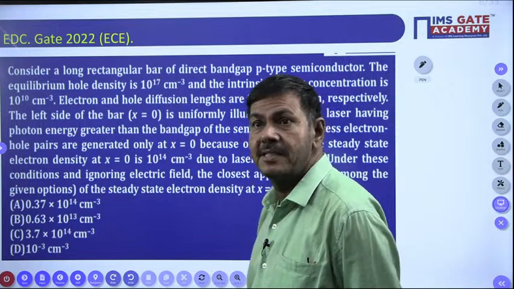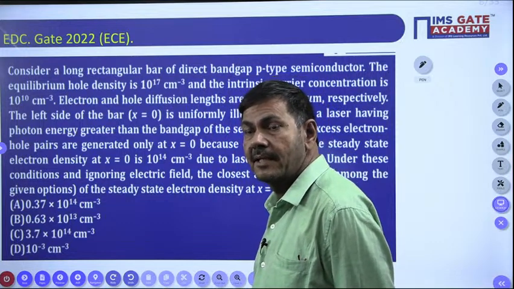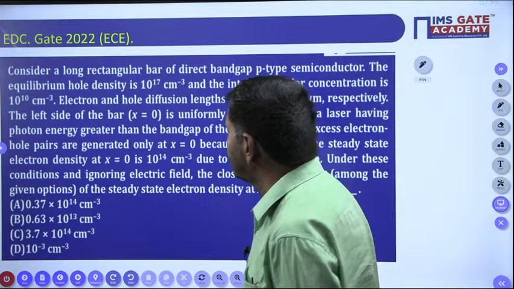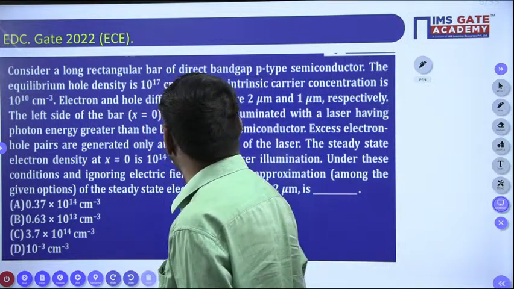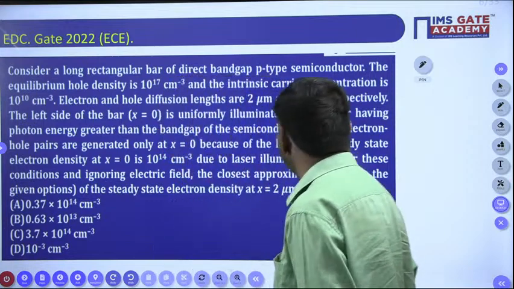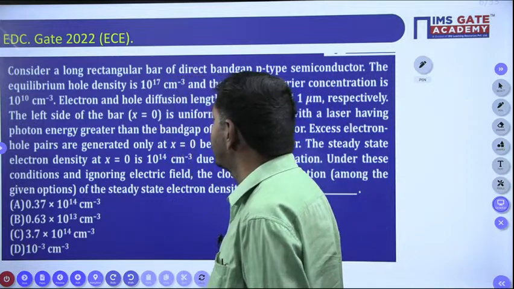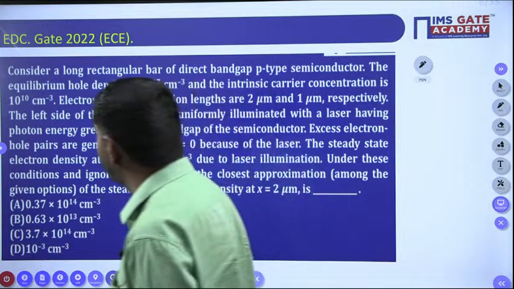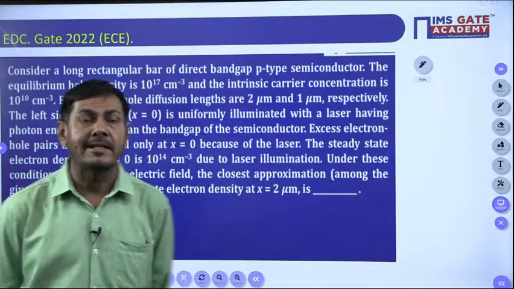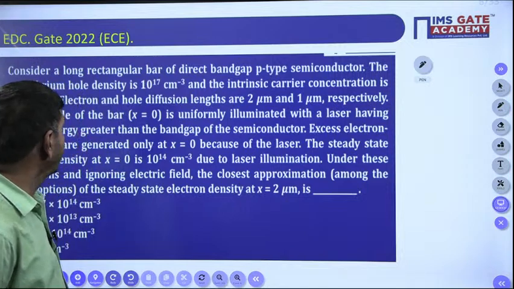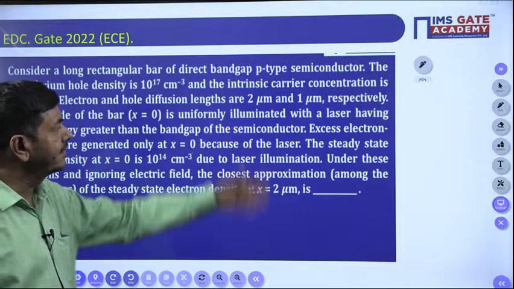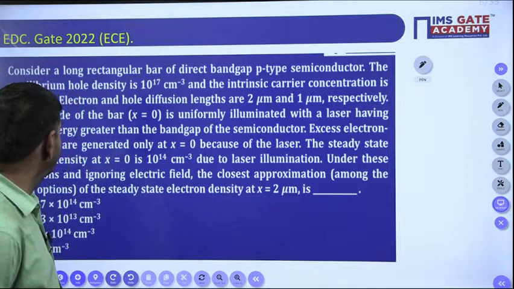Hole density means conduction band or NC or NV. This is a p-type, so the NV value is given here. Hole density is given. And the intrinsic carrier concentration is 10 power 10 per centimeter cube. Ni value is also given in the problem. The hole diffusion length and also the electron diffusion length are given. Ln and Lp values are given.